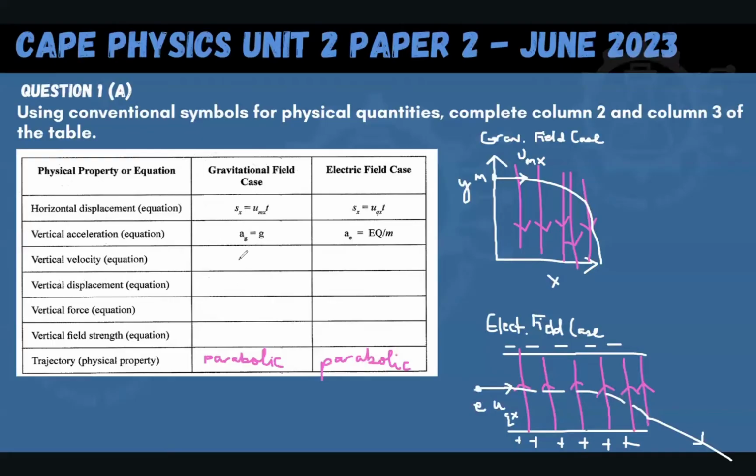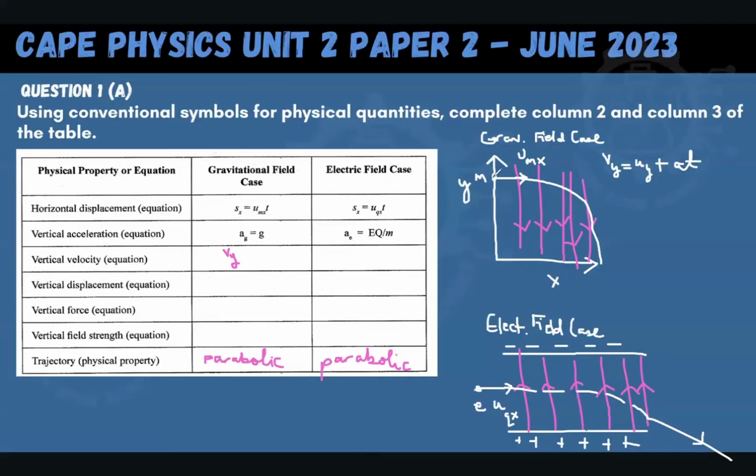Vertical velocity, an equation for vertical velocity in the gravitational field case. To come up with that, we're going to need to rely on our kinematic equation. If I need to find my vertical velocity, which I'm going to call V in the y direction, I can use this kinematic equation which says V is equal to U plus AT, right?